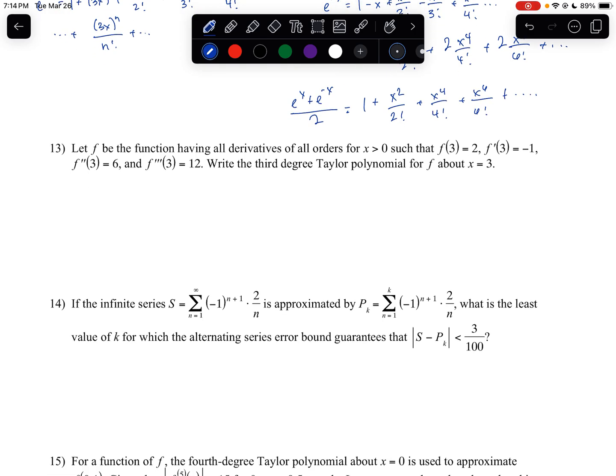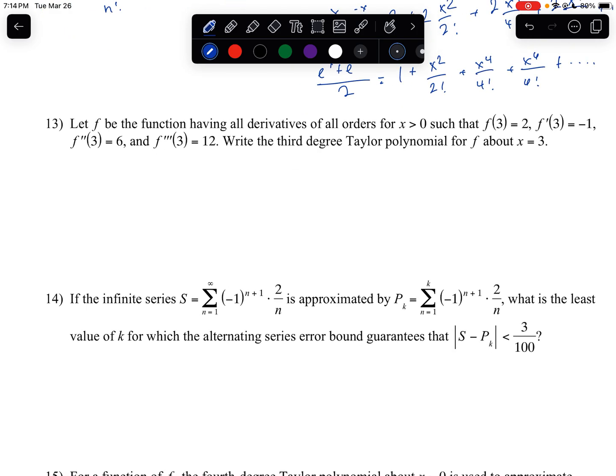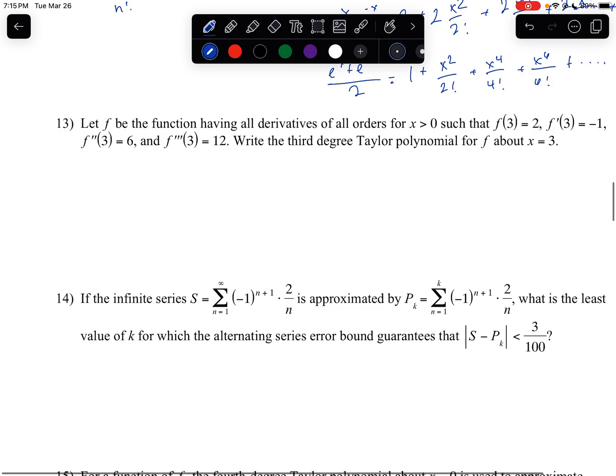13. So we're going to let f be a function having all derivatives of all orders for x greater than 0, such that f of 3 is equal to 2, f prime of 3 is equal to negative 1, f double prime of 3 is equal to 6, and triple prime of 3 is equal to 12. Write the third degree Taylor polynomial for f about x equals 3.